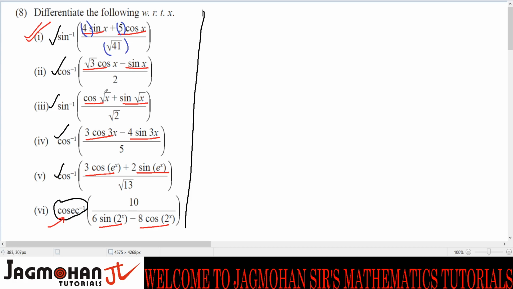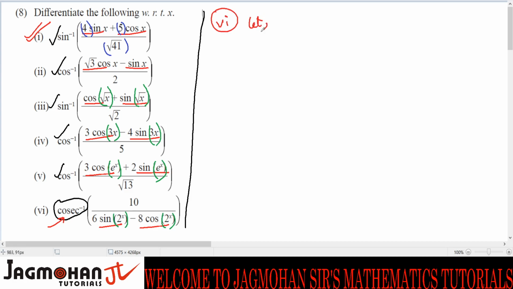And you will notice that sine and cos have the same angle. Like here cos has angle root x, it is cos of root x, so here also it is sine of root x. Cos of 3x, so here also it is sine of 3x. Cos of e raised to x, so here it is sine of e raised to x. Sine of 2 raised to x, so here also it is cos of 2 raised to x. So the angles are the same. What I will do is I will solve question number 6 for you because it looks different. Very simple problems these all are.